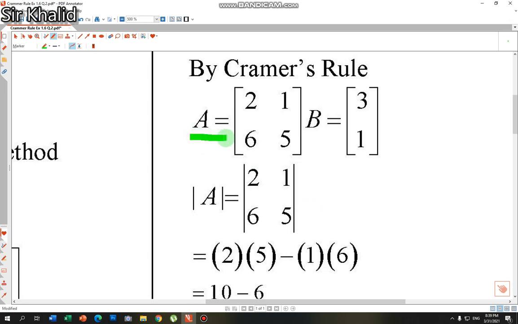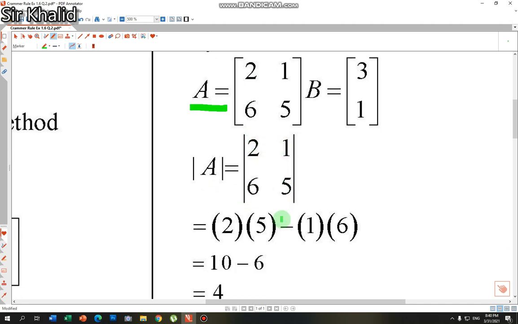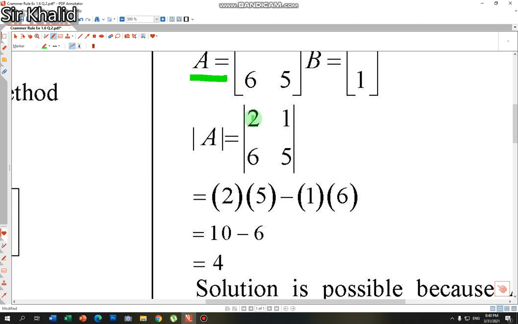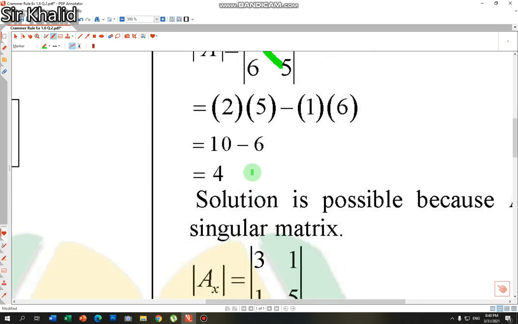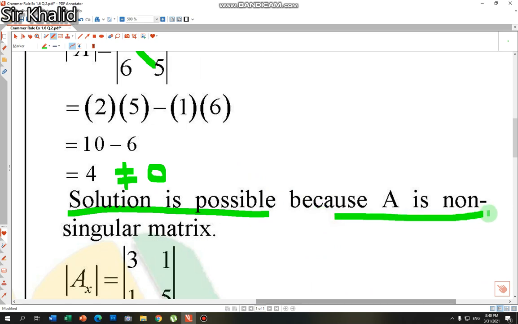Now transform this matrix into a determinant form. |A| = |2, 1; 6, 5|. Let us calculate the value of the determinant: 2 multiplied by 5 minus 1 into 6. 2 5s are 10 and 6 1s are 6, so 4. Again, this is not equal to 0, so the solution is possible because A is a non-singular matrix.